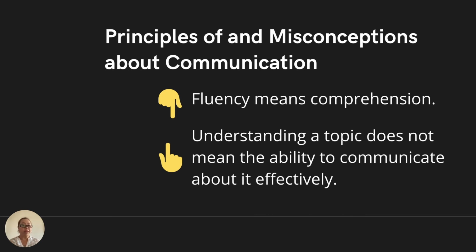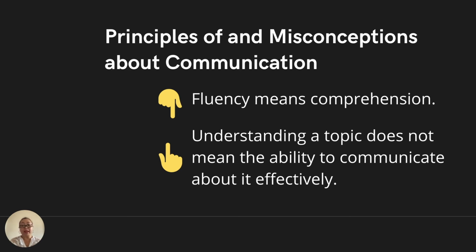Fluency means comprehension. Proficiency in a language is not the only measurement of your effectiveness in communicating. If that were true, then someone with a large vocabulary need not listen. Ensure that messages were actually heard, understood, or retained.